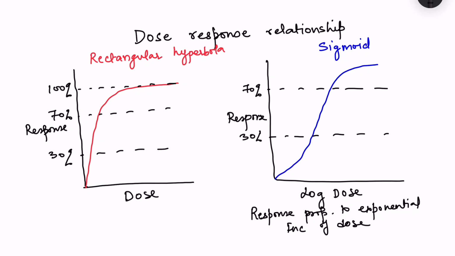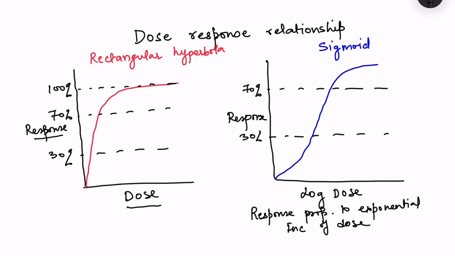Hello everyone. In this video, we will continue with our lecture series on pharmacodynamics. So in this video, we will talk about the dose-response relationship of the drug. This relationship is between the dose of the drug, which is plotted on the x-axis, and the response which is achieved in the body, which is plotted on the y-axis.